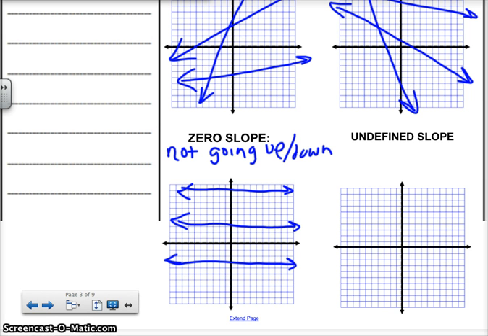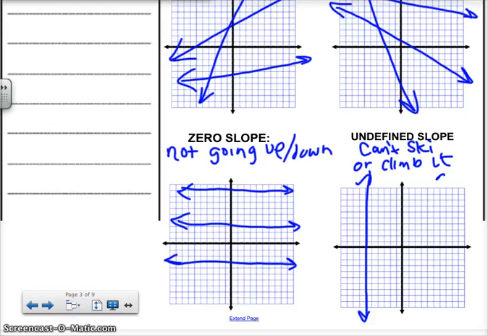Undefined slope, I define it as you can't ski or climb it. You have to have some sort of slope in order to climb something. So it's any vertical line. You can't ski down that line. You could ski down maybe for a second and then you need some kind of slope for your skis to grab onto. Okay, you'll just topple over.